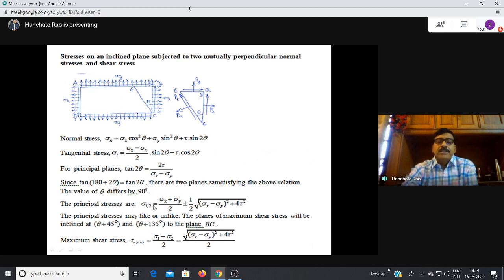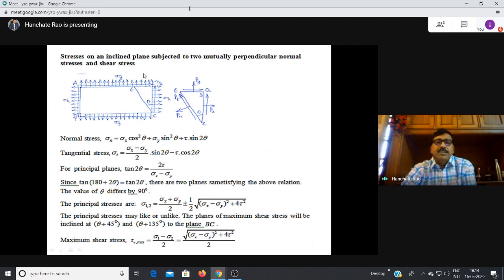So what is the location of the principal plane? It can be obtained from tan 2 theta equal to 2 tau by sigma x minus sigma y. That gives theta, the location of the principal plane. Theta plus 90 gives the location of the minor principal plane. Theta plus 45 gives the location of the maximum shear plane, and the maximum shear stress is sigma 1 minus sigma 2 by 2.